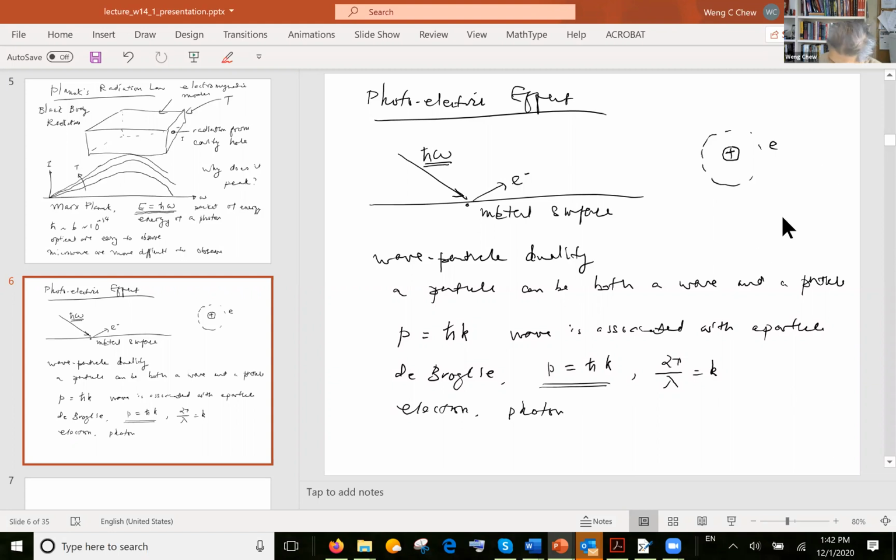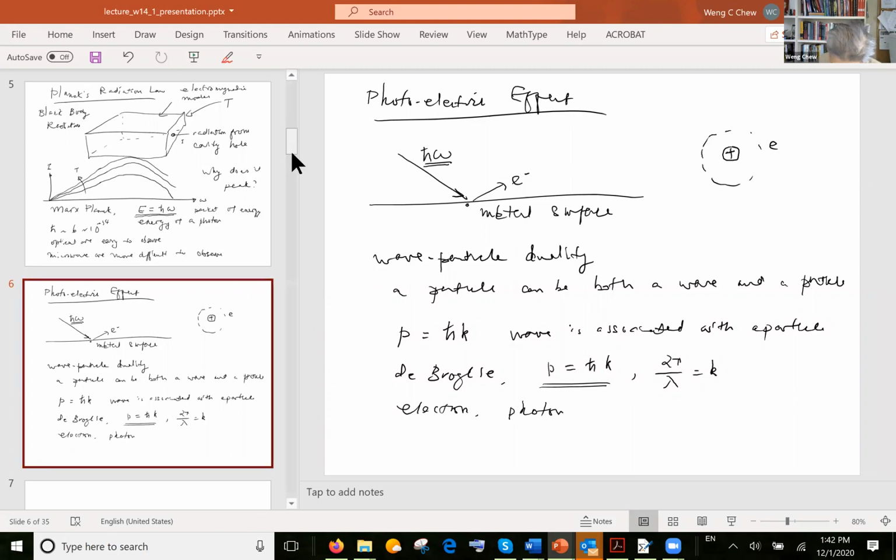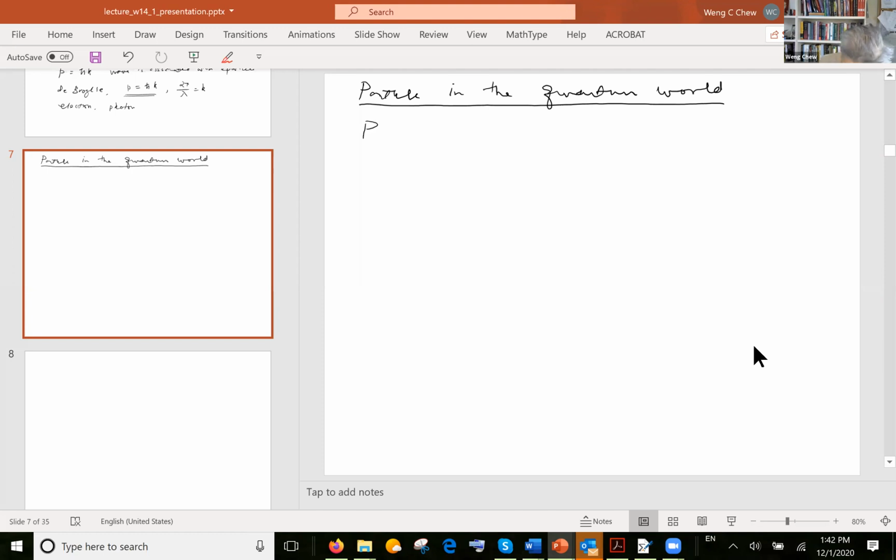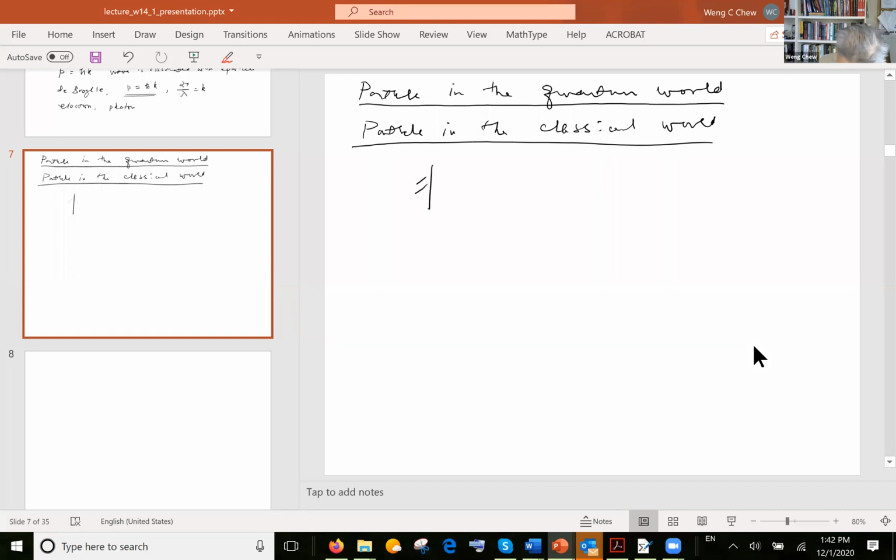Okay, so what we want to do then is to study the particle in the quantum world. Before we do that, we would like to study a particle in the classical world. To do that, we assume that the particle is that of a very simple pendulum.